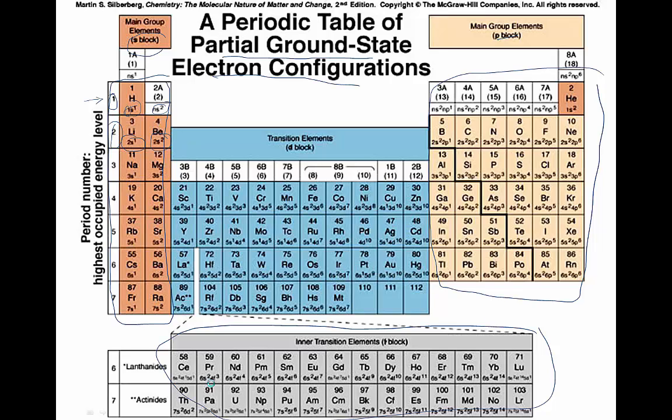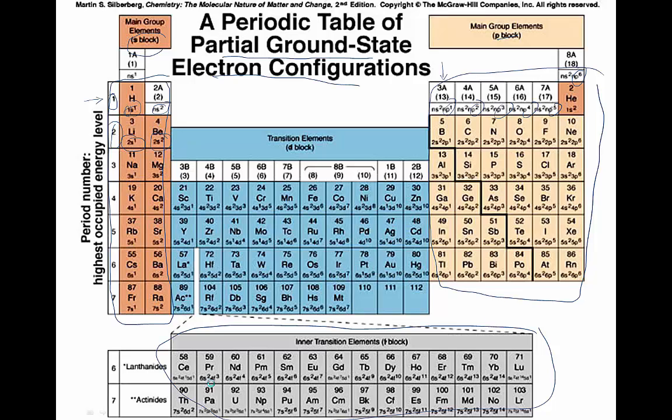And so again, all we're changing, the row number is still the same, the n number. We're just changing the number of electrons in the p orbital. So everything in this column is p1, everything in this column is p2, p3, p4, p5, and then when you get here, it would be p6.